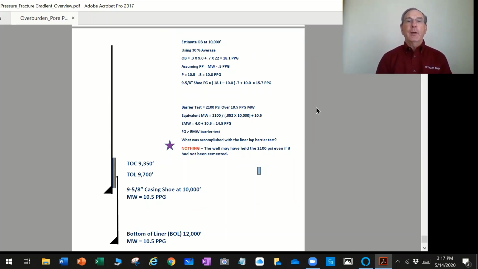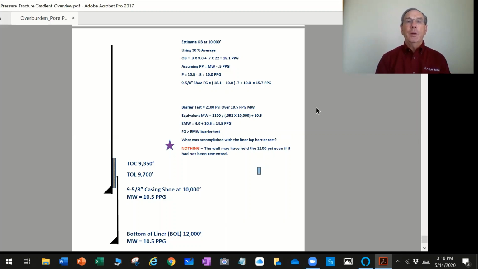If we estimate the overburden at 10,000 feet using a 30% average porosity, we'll get the overburden of 0.3 times 9 pounds per gallon plus 7/10 times 22 equals 18.1 pounds per gallon. And if we assume the pore pressure is about 0.5 pound per gallon less than the mud weight, then we would assume at that depth that the pore pressure would be about 10 pounds per gallon.